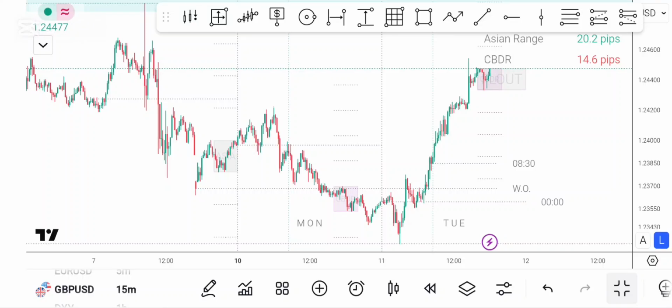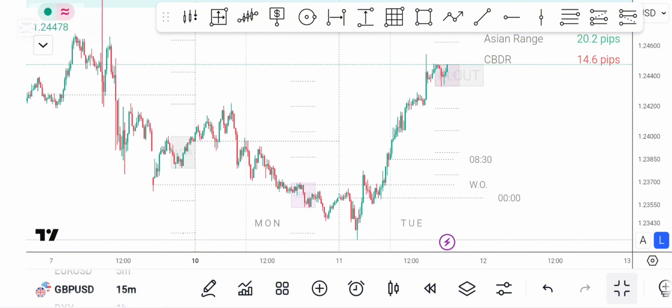Today we are going to be doing a market review on pound dollar. At the time of recording, it is February the 12th, 2025. So we are going to be looking at the market review for the 11th and the 10th of February, which is actually Tuesday and Monday for this current trading week.